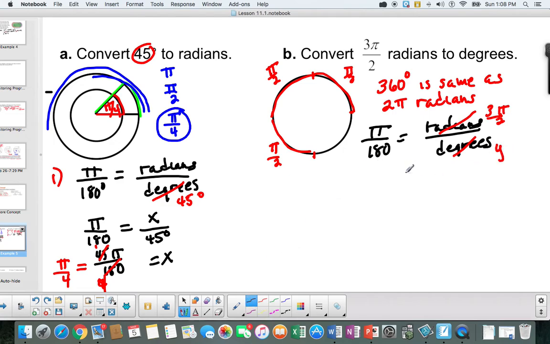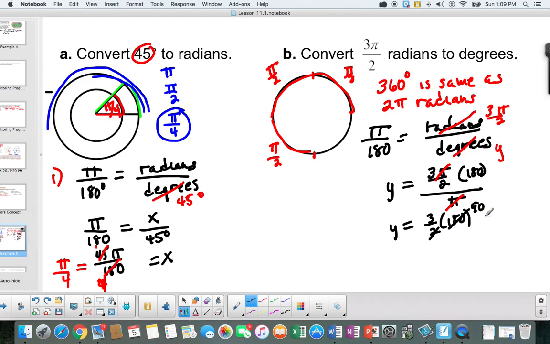We're going to cross multiply and solve for y, which means y equals 3 pi halves times 180, multiplying these two numbers right here, and then dividing by pi. Now what's nice is there's a pi in the numerator and a pi in the denominator that we can reduce, and therefore y is equal to 3 halves of 180, and we can do a little bit more reducing, and the answer is 270 degrees. Okay, that's one way to look at it.